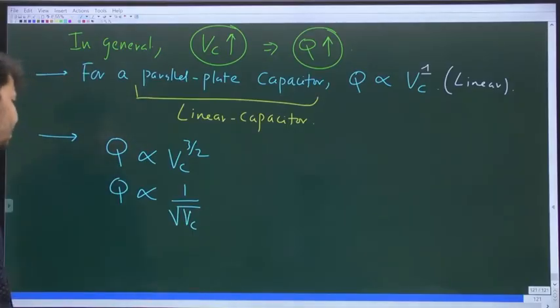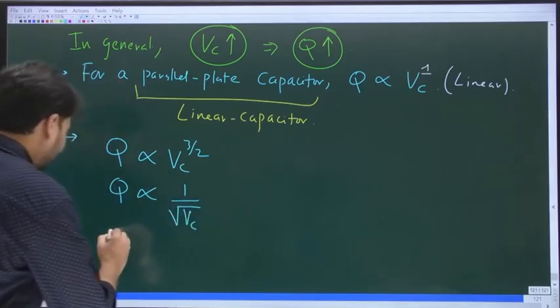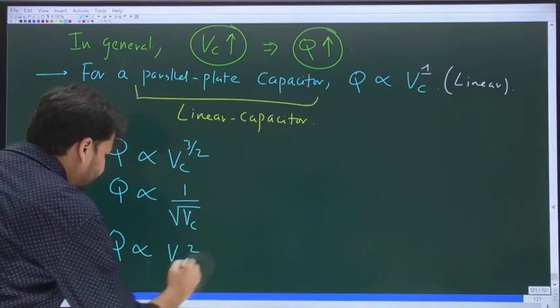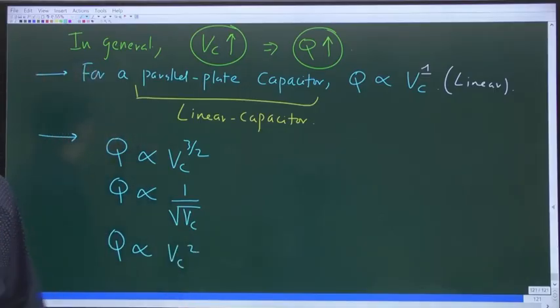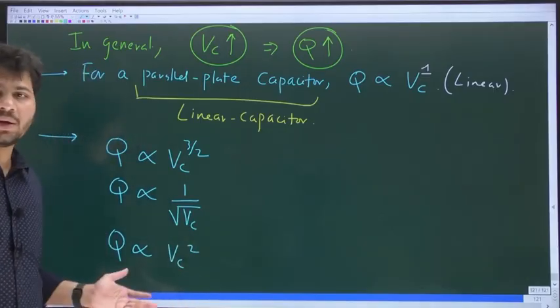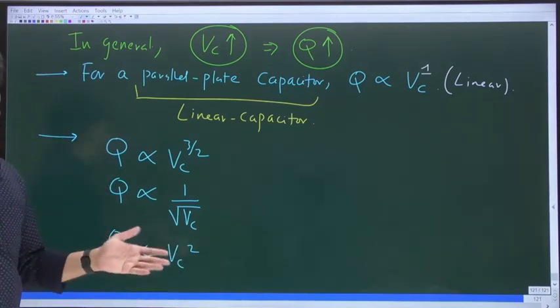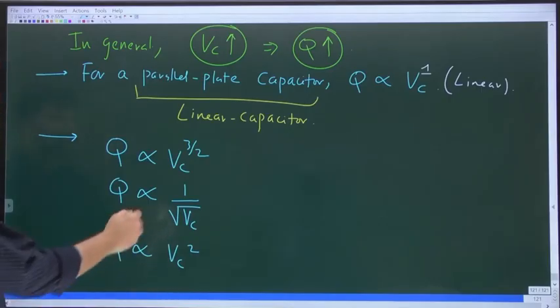a non-linear capacitor. Or let us say Q is proportional to Vc squared. Again, Q proportional to Vc squared, is it not Vc power 2, which is different from 1? So all these capacitors are considered to be non-linear capacitors. Okay.